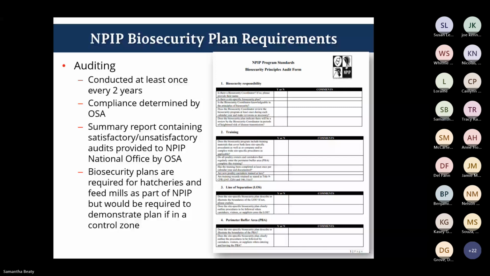So I want to offer our support for biosecurity planning. If you have questions about that, you need help implementing biosecurity plans or developing them, please reach out to our office. We would be glad to work with you to try to get that accomplished. It is certainly much easier to do now while we're not in the middle of an outbreak than it is to rush and implement in the midst of an outbreak. So just wanted to briefly hit on that.